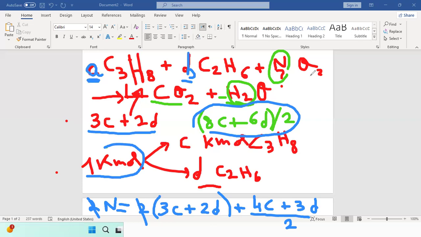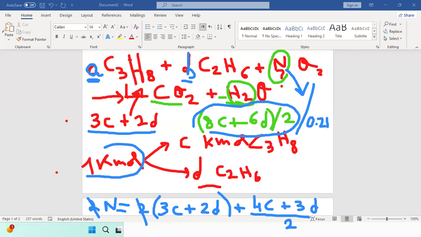Now, once we find the number of kilomole of O2, in order to deduce the number of kilomole of air required, we just have to divide by 0.21. So this is the first method that just relies on writing the chemical equation, including the constitution of the fuel, and getting the coefficient of O2.